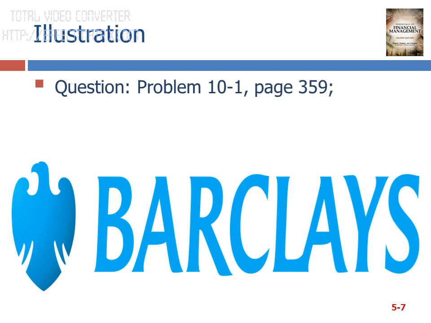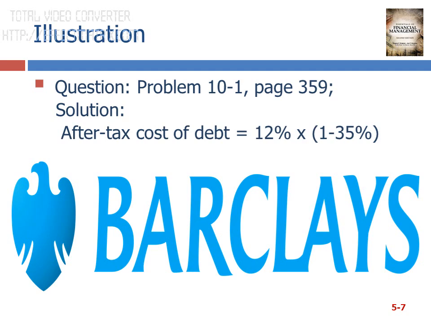Done. So the problem states that you have a 10% coupon rate and a 12% YTM. The tax rate is 35%. What is the after-tax cost of debt? So again, between YTM and coupon rate, which is a better representation of the rate of return on debt? Of course, it's the YTM. So we use the 12% times 1 minus 35%, or 0.65. The answer is 7.8%.